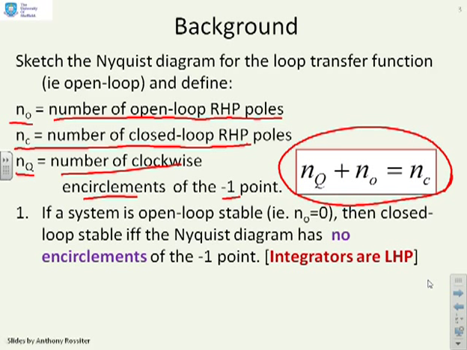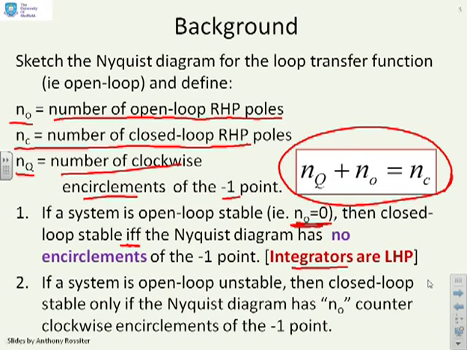So the inference is from this. If the system is open loop stable, which means that NO is naught, then you're closed loop stable if and only if the Nyquist diagram has no encirclements of the minus one point. Now, viewers are reminded that when you're counting open loop poles, integrators are considered as left half plane. If the system is open loop unstable, then it's closed loop stable only if the Nyquist diagram has NO counterclockwise encirclements of the minus one point. So these two sentences basically are an interpretation of this formula.